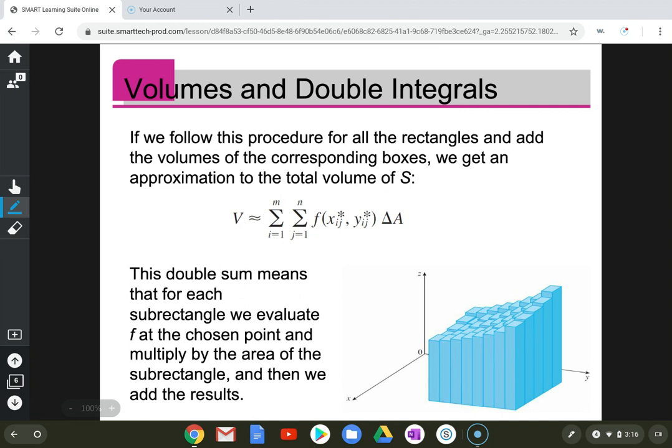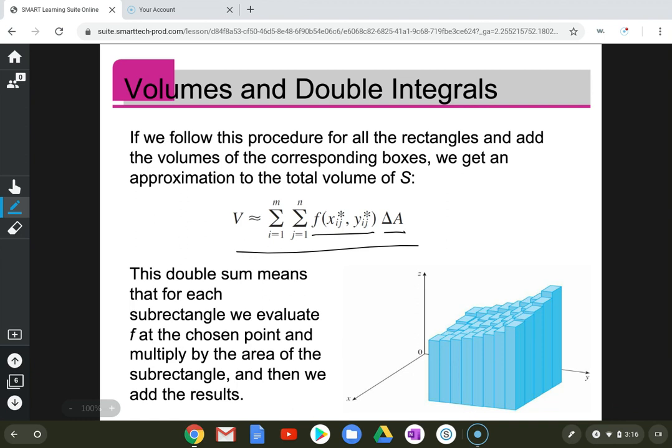So this notation right here that you're looking at, if you remember sigma notation, so we're letting i go from 1 to m and j go from 1 to n, we're taking the function value, which is your z value, times the change in area, which is the area for that particular rectangle.